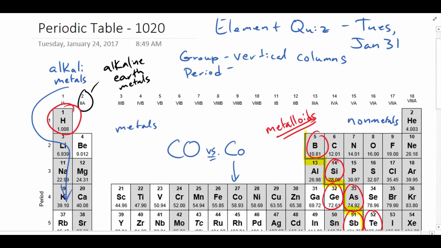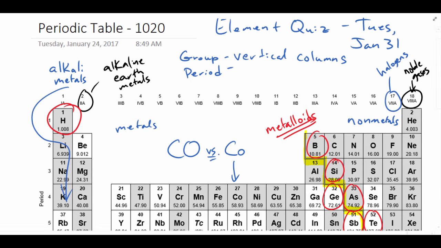And then if we skip over to group 18, these here we refer to as the noble gases. And then the elements of group 17, these here are called the halogens. Group 17 are called the halogens.